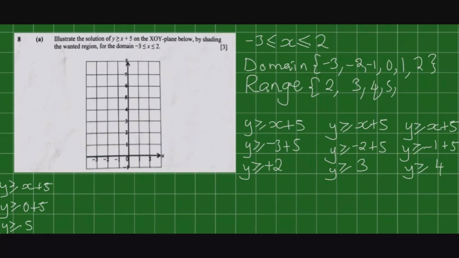Then we come to the next one, which is 1. When x is equal to 1, what will be the value of y? So we write y is greater or equal to x plus 5. The value of x, we have said, is 1, so we say 1 plus 5. Since the signs are the same, we add 1 plus 5, which will give us 6.